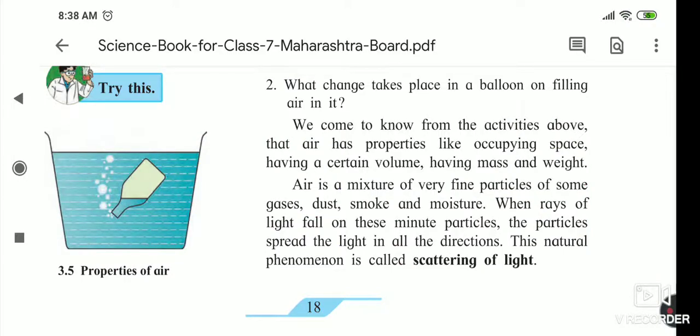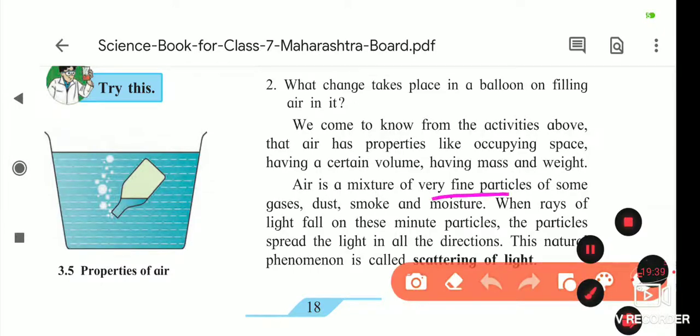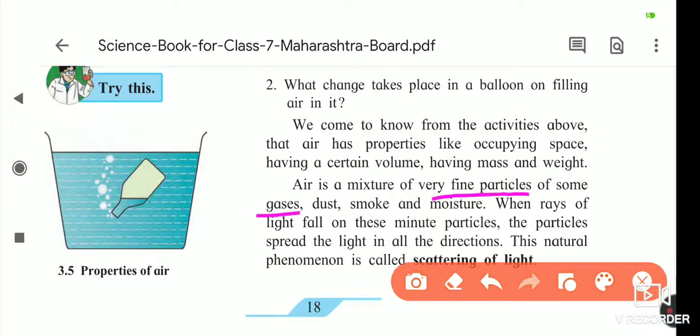Now what is air? Air is nothing but a mixture of very fine particles. Which particles are those? These are particles of gases, dust, smoke and moisture. When rays of light fall on these minute particles, the particles spread the light in all directions. If this is a particle and sunlight falls on it, what happens? The particles spread the light in all directions.